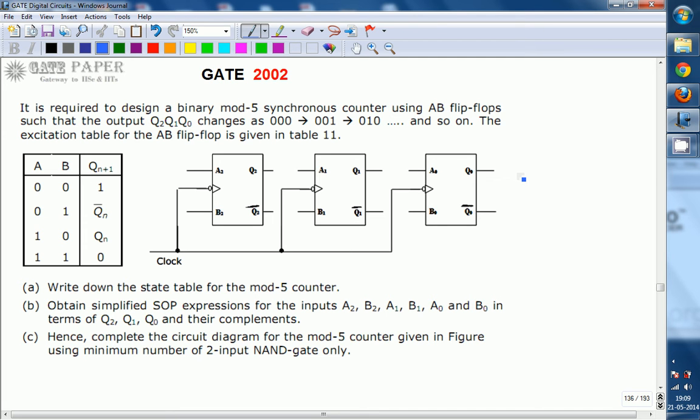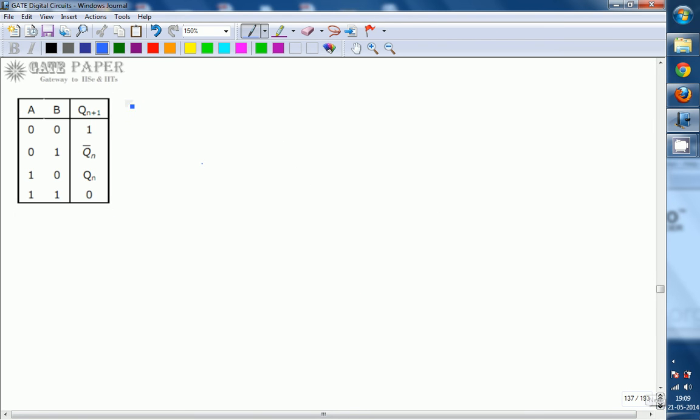So, this is a partial circuit diagram of the modified counter, and this is the function table of the AB flip-flop. This modified counter is nothing but a modified up counter. It is starting from 000, 001, 010, 011, 100, and next it will come back to the initial state. Okay, so first we will write the state table and later we will derive the expressions for A2, B2, A1, B1, A0, B0.